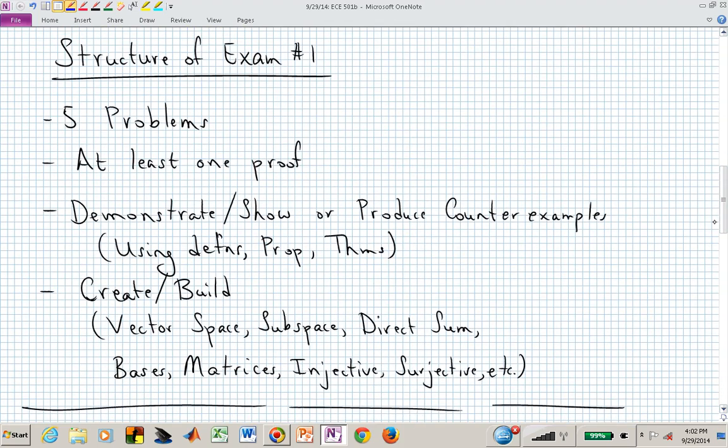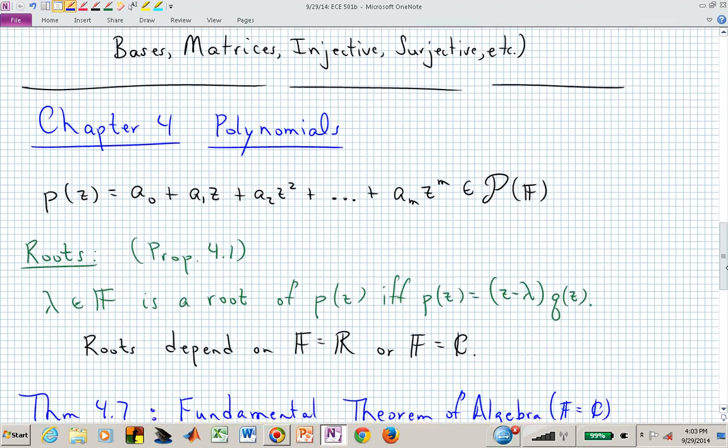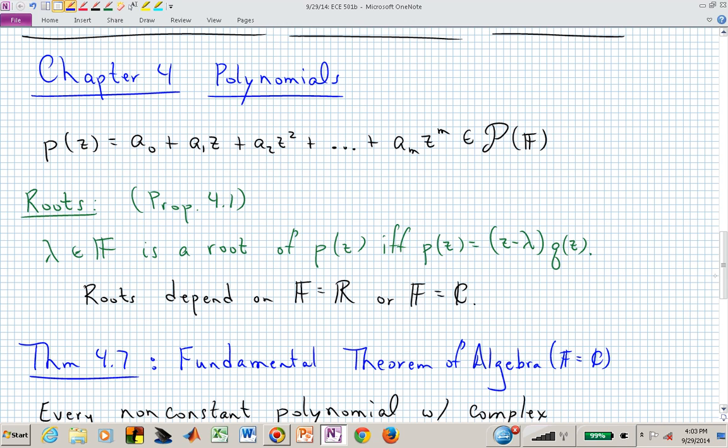The structure, I think, will be similar to last fall's exam. 5 problems, at least 1 proof is what I'm thinking. As you can tell, the exam has not been created yet, but you will need to demonstrate or create and build things related to chapters 1, 2, and 3 in the textbook, similar to what you've done on the homeworks. That's what I want to leave you with for exam number 1, which again is Wednesday.